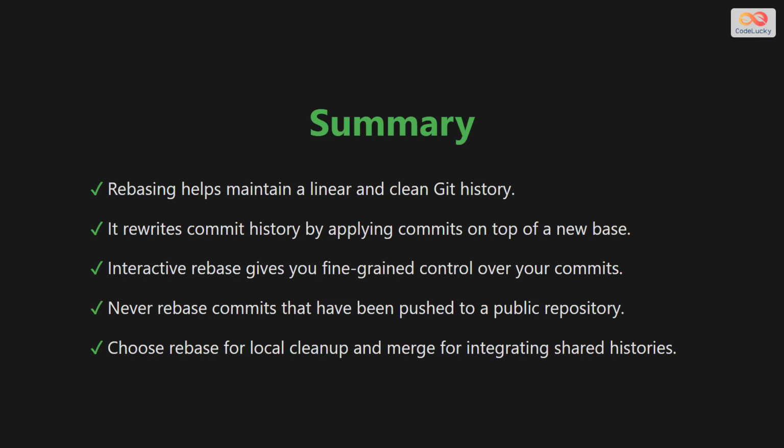To sum up, rebasing is a powerful feature in Git for maintaining a clean and linear commit history. It works by rewriting history, applying your commits on top of a new base. Interactive rebase gives you even more control over your commits. Always remember the golden rule: do not rebase public commits. For local cleanup, rebase is great. For integrating shared work, a merge might be a safer choice.